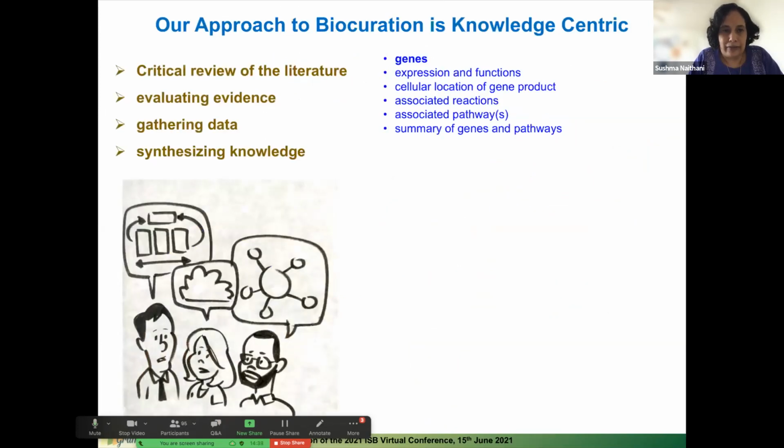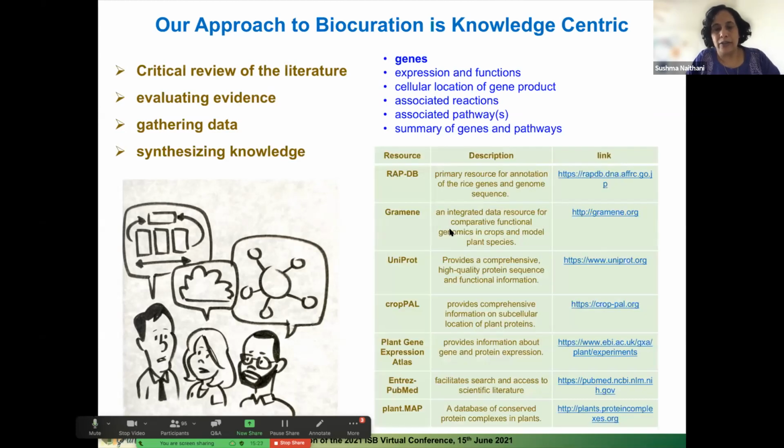So a little bit about our approach. Our approach to biocuration is knowledge-centric, which means that we spend a lot of time in critical review of literature, talking about the various scientific methods and evaluating evidence, synthesizing knowledge from different sources, and gathering data about genes, how and where genes are expressed, subcellular locations of gene products, whether they are RNA or proteins, which reactions they are associated with, and whether we can associate 1 or more reactions to make a pathway, and then a summary of the genes, reactions, and pathways.